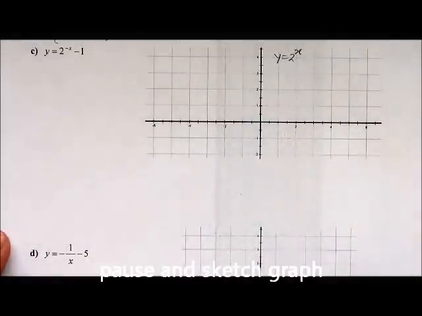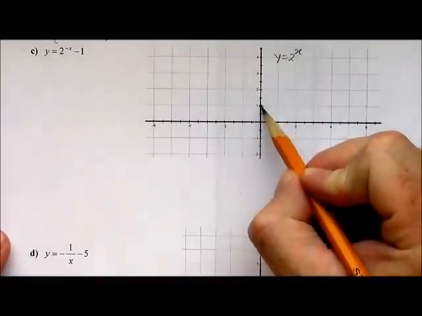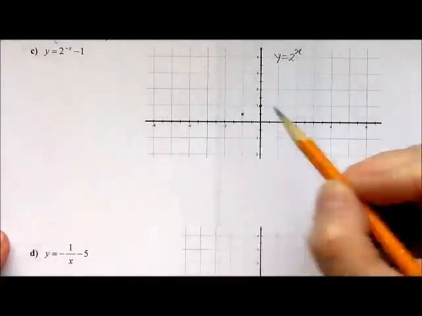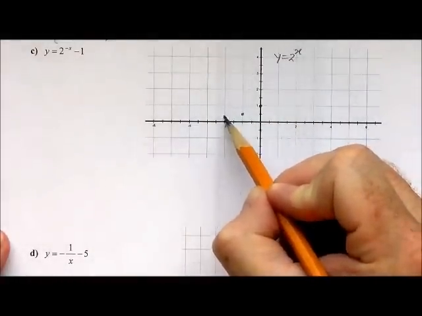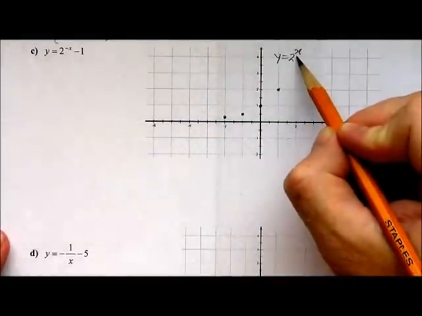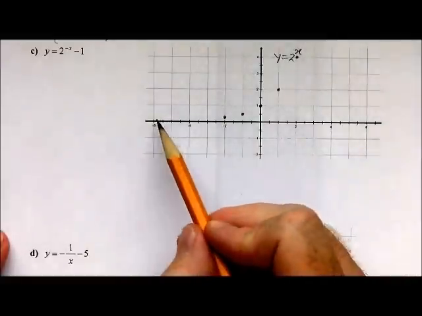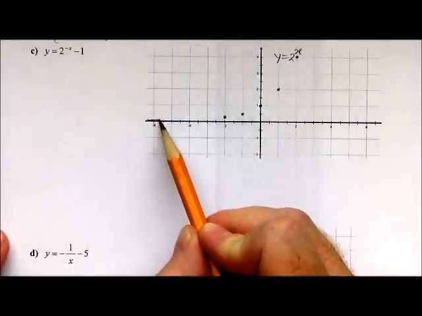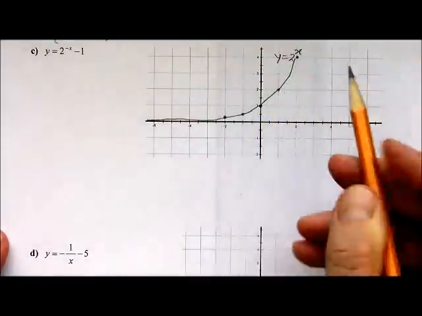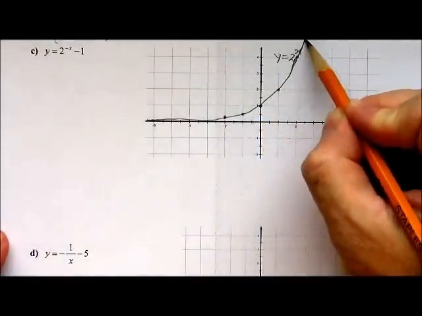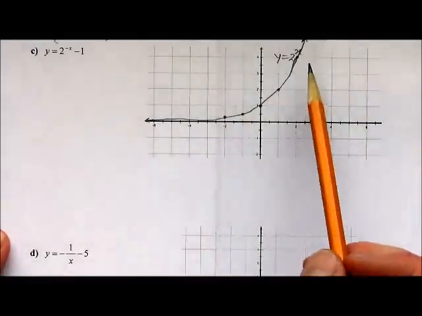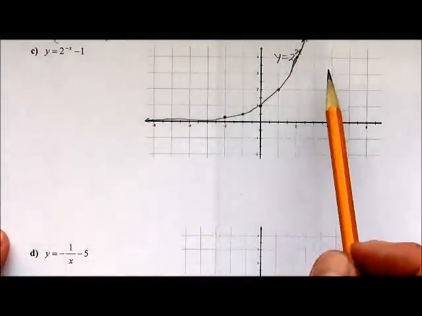What does that look like? We know it goes through (0, 1), it goes through (-1, 0.5), (-2, 0.25). It also goes through (1, 2), (2, 4). And so the function is basically like this, if I can hit all the points, and on to infinity. So that's y equals 2 to the x, that's the parent function.